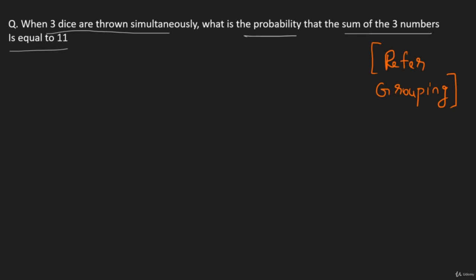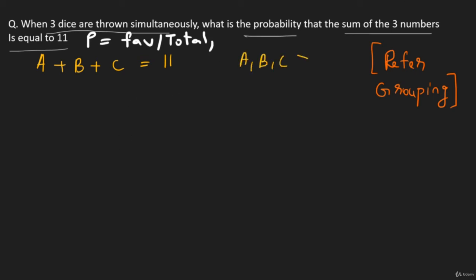Alright, let's move on. We know that probability is favorable events by total events. Now, over here we have 3 dice. Let me call them A, B and C, and we need to get the sum equal to 11. That is A plus B plus C is equal to 11. Now, because we are throwing dice, each of these values has to be greater than or equal to 1 and less than or equal to 6, right? Because 1 is the least and 6 is the maximum value that any dice can get.